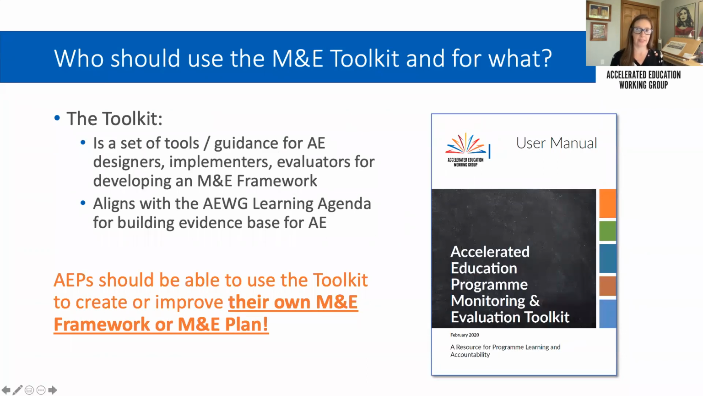So now a little bit about what is in the toolkit. So the toolkit is a set of tools and corresponding guidance. It's designed for funders, designers of programs, implementers, and evaluators who are responsible at the development and implementation stage, as well as those who are planning for and later evaluating AEPs. It aligns with the learning agenda of the AEWG, which has two broad objectives. First, to assess the efficacy of AE programming using the principles in terms of the outcome areas that I had listed. And second, to evaluate the contribution and cost effectiveness of AEPs to national and global provision of equitable access to quality basic education.